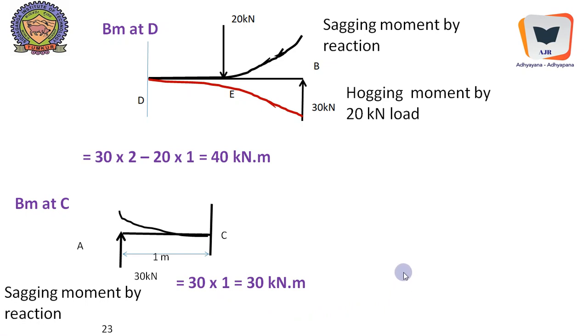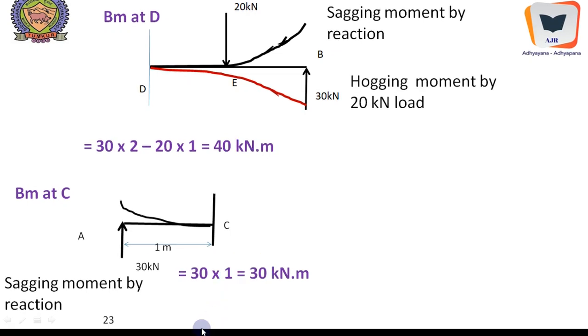So the important thing that we observed is that at every point over a simply supported beam which is laterally loaded by downward forces, of course, without any concentrated moment, the simply supported beam has to sag. Sagging moment is the signature of a simply supported beam.